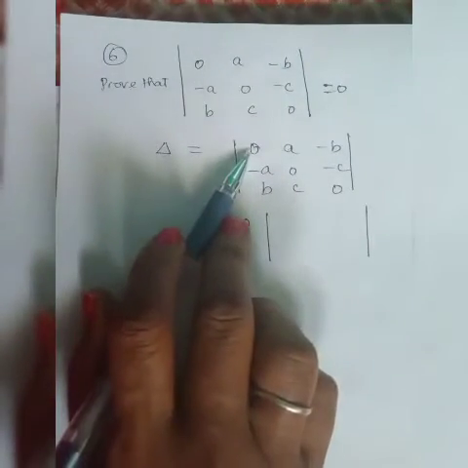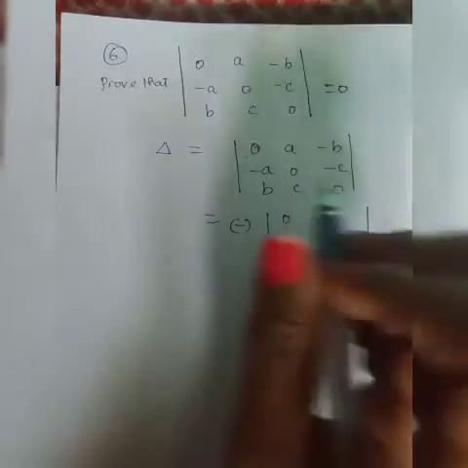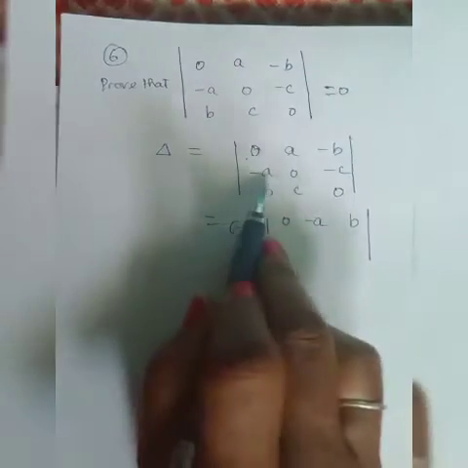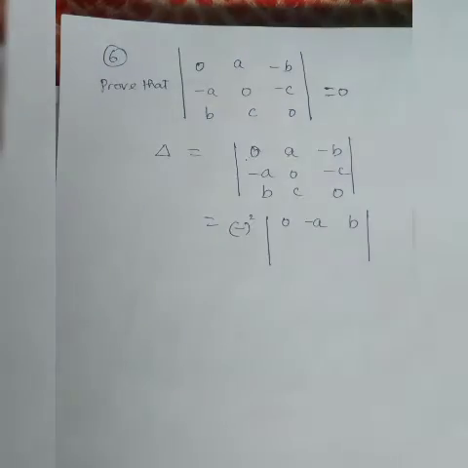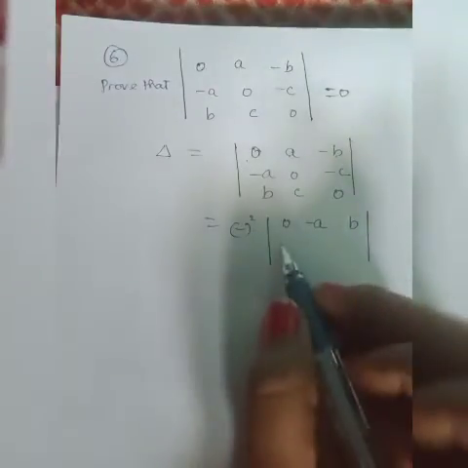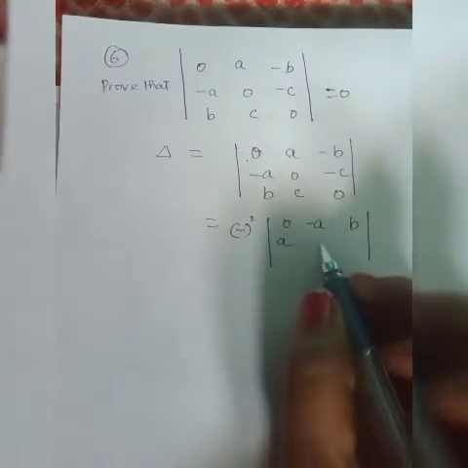So 0 is neither positive nor negative, so 0 remains 0 itself. A becomes minus A, minus B becomes plus B. From the second row also, let me take minus, so that it becomes minus the whole square. So minus A becomes plus A. 0 is neither negative nor positive, so 0, minus C becomes plus C.